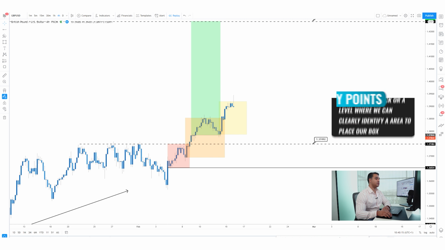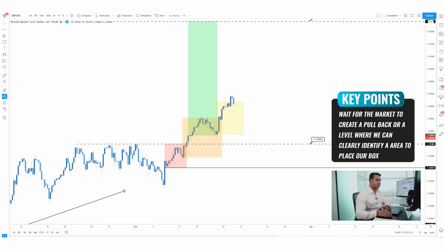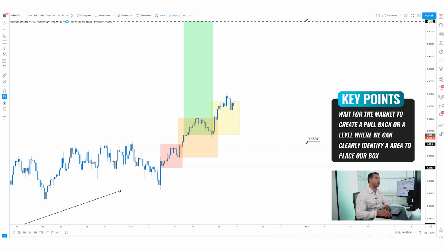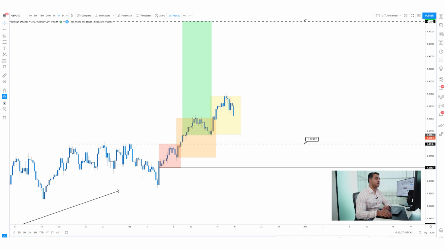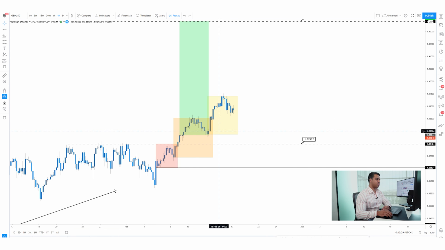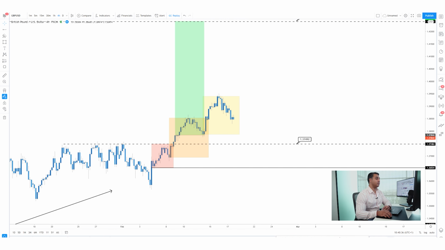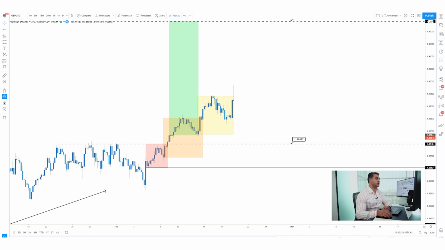And all we're waiting for the market to do now is create a pullback or a level in the market where we can clearly identify an area to place our box. So now we will just adjust this one here. And now all we're waiting for the market to do is create the new high. As long as price does not come out of this box to the downside, we're still good for buys no matter where you buy it. And all we're waiting for now is for a continuation.